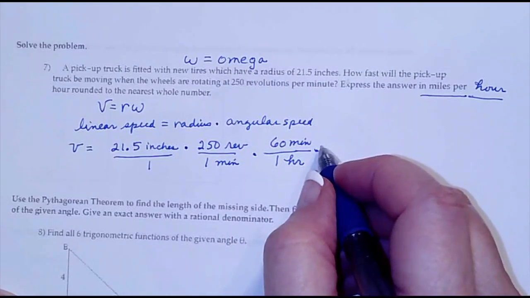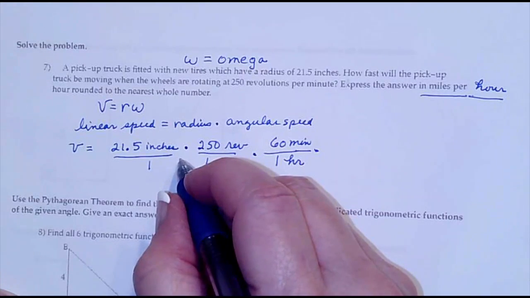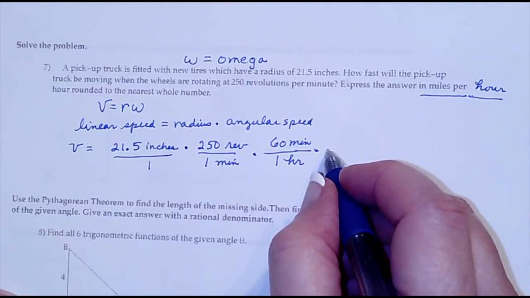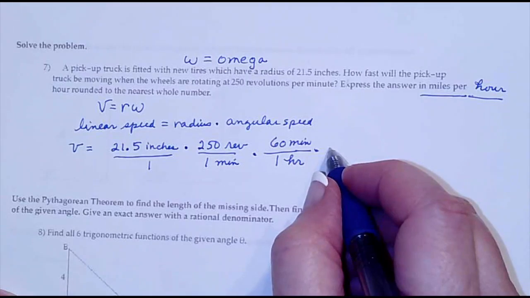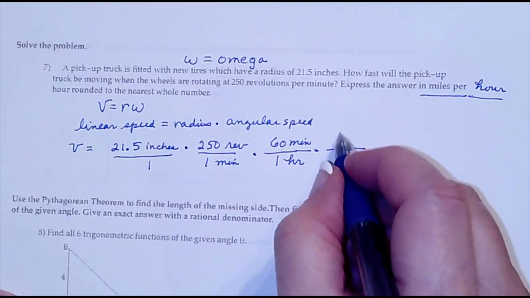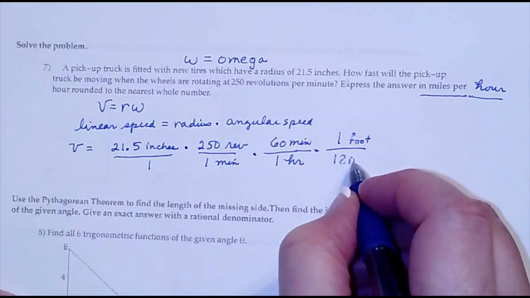All right, what else do we have to get rid of? We have to get rid of inches. Well, I wouldn't jump right from inches to miles because we don't know that in our heads. But what we do know is that there's 12 inches in a foot. So is inches going to be in the numerator or the denominator? Well, we want inches to cancel out, so we want that to be in the bottom. So we're going to write 1 foot is 12 inches.